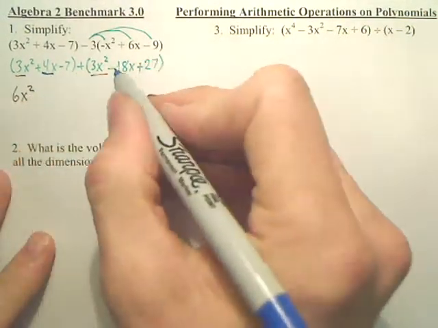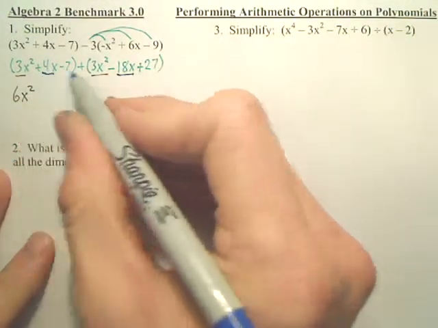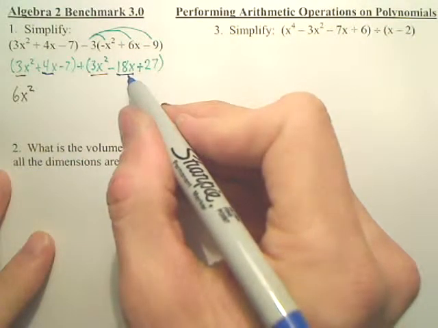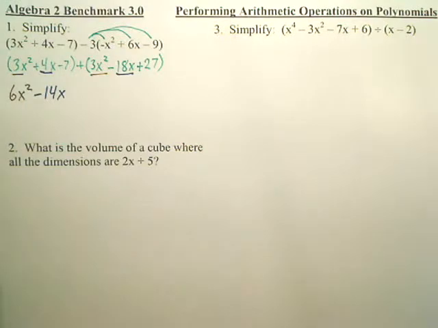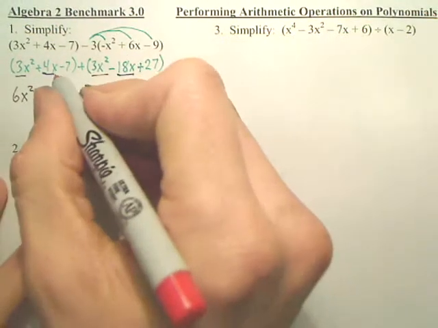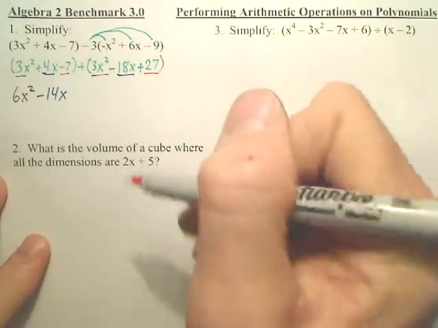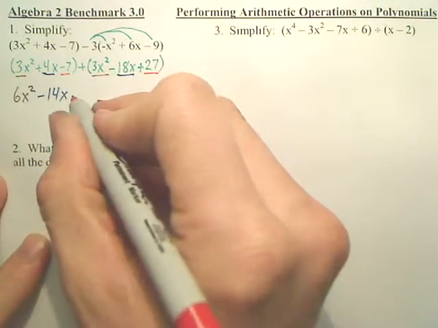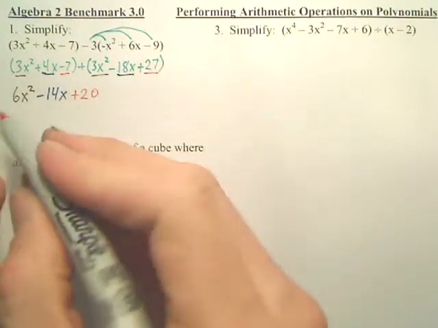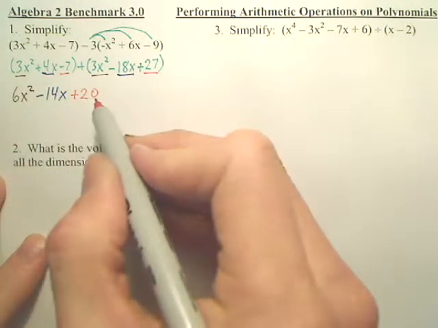X's. I have two sets of x's. So I have a 4x and a negative 18x. Combine that, it looks like we'll have negative 14x. And we have a negative 7 and a positive 27. That gives us 20. Do we go from the highest power to the number?